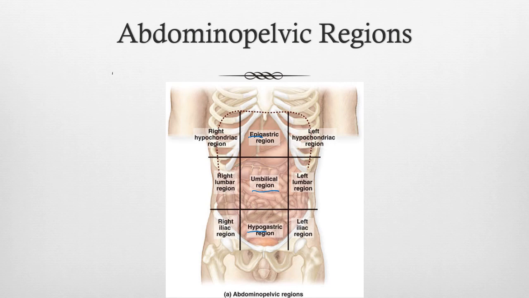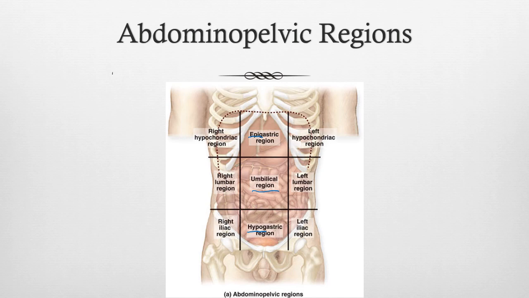Staying at the top there, we'll go to our hypochondriac regions. And so we have a right hypochondriac and a left hypochondriac. Below that, we then have the lumbar regions. And so we have a right and a left lumbar. This is in the region of the lumbar spine and the lumbar region of the body. And then below that, we have our iliacs. And so we have a right iliac and we have a left iliac.